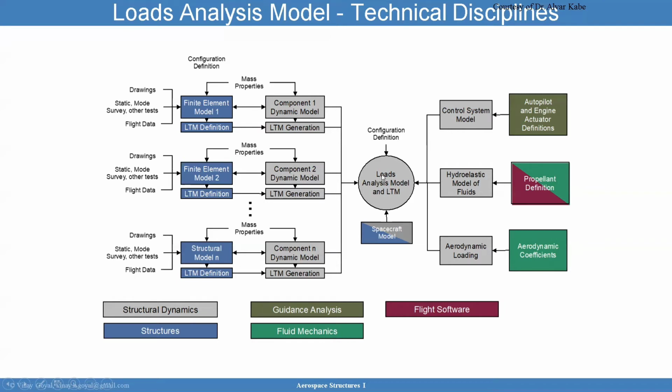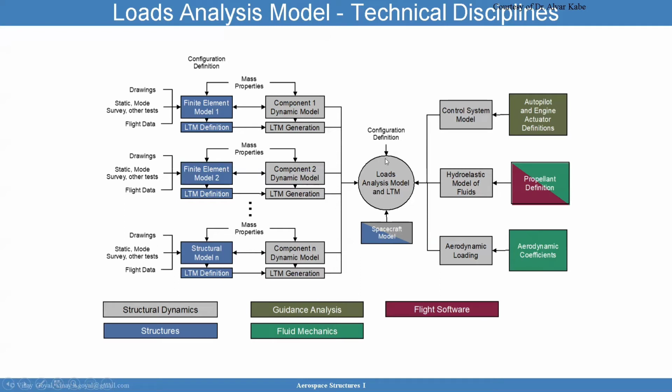This spacecraft model is developed in unison between structures and structural dynamics. Another important part here is guidance and control. The guidance and control is going to tell you the trajectories that it's going to take. Guidance defines the autopilot and engine actuator definitions. Then you also have the fluid mechanics side of things and flight software. This is going to give you information about the hydroelastic model of the fluids. We'll be talking a little bit about that later on, but not too much. Fluid mechanics does a significant amount of work using wind tunnel testing and computational fluid dynamics, and that provides quite a bit of the forcing functions that go into this loads model.